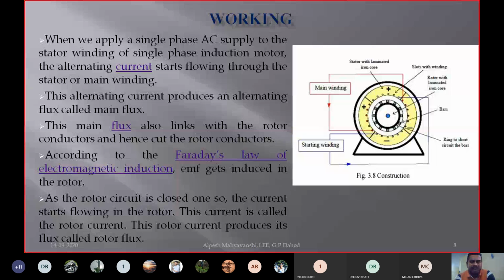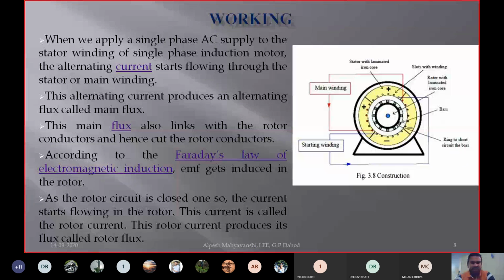Now this main flux links with the rotor conductors. Whatever flux is produced by the stator winding is linked with the rotor conductors, which are the bars. Since it is an alternating flux, this flux is cut by the rotor conductors. Now according to Faraday's laws of electromagnetic induction, EMF is generated in the rotor.